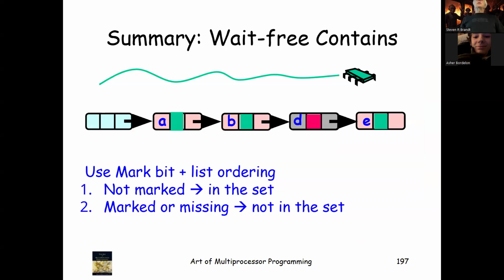So the summary is the wait-free contains uses a mark bit in the list ordering, and not marked means in the set, and marked or missing means not. Whether it's marked or missing, then it's not in the set. So the key thing in this one is this marked bit, but I think the insight is that the marked bit was kind of there all along. We just couldn't see it until we made it physical. All our algorithms and complexity up until this point have been based on the invisible presence of that marked bit, if you want to think about it that way.